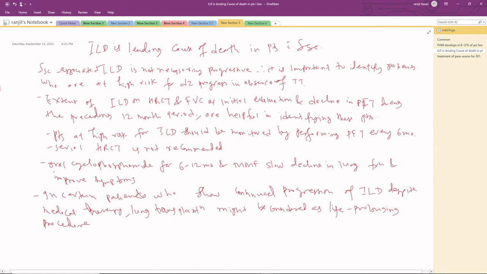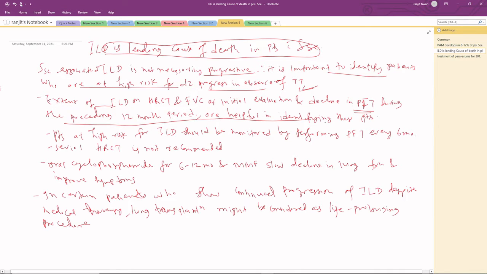ILD is the leading cause of death in systemic sclerosis. Systemic sclerosis associated ILD is not necessarily progressive. It is important to identify patients who are at high risk for disease progression in the absence of treatment. Extent of ILD on HRCT, forced vital capacity at initial evaluation, and decline in pulmonary function test during the preceding 12-month period are helpful in identifying these patients. Patients at high risk for ILD should be monitored by performing pulmonary function tests every 6 months. Serial HRCT is not recommended.